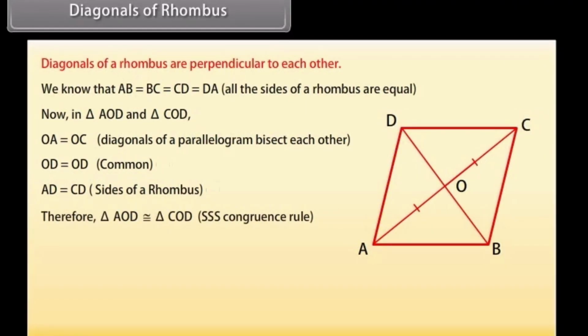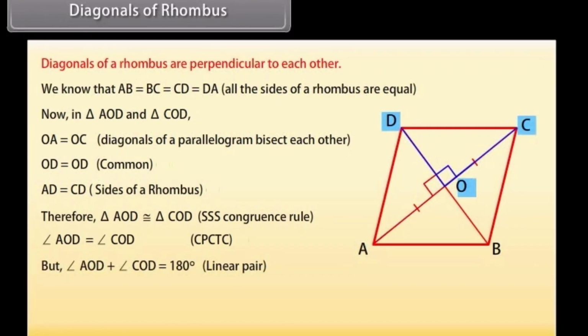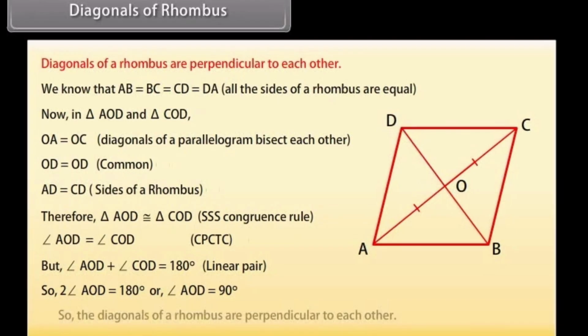Therefore, by using the SSS congruence rule, triangle AOD is congruent to triangle COD. This gives angle AOD is equal to angle COD because corresponding parts of congruent triangles are congruent. But angle AOD plus angle COD is 180 degrees because these are linear pair angles. So, 2 angle AOD is equal to 180 degrees, or angle AOD is equal to 90 degrees. So, the diagonals of a rhombus are perpendicular to each other.